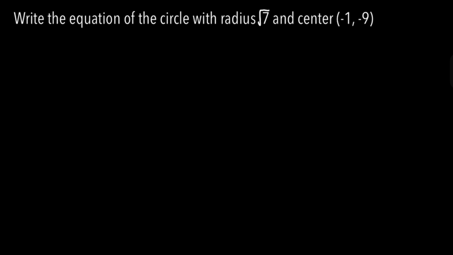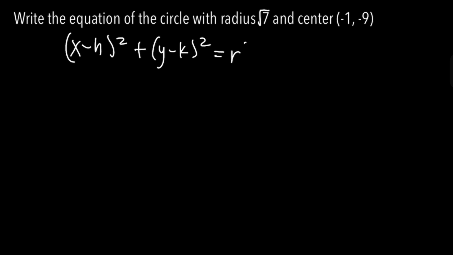In this video, we're going to solve a problem in circle. So the problem is, write the equation of the circle with radius square root of 7 and center (-1, -9). So the standard form of a circle is (x - h)² + (y - k)² = r².